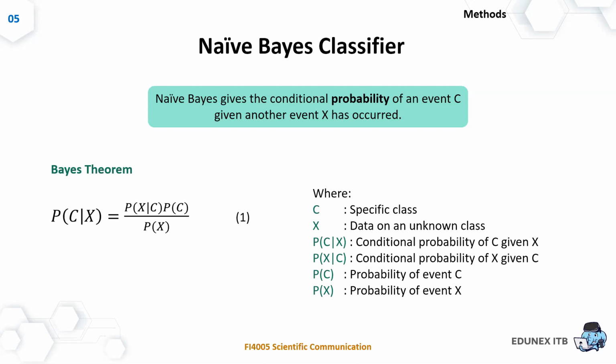This is Bayes' theorem in equation 1, where C is a specific class, X is data of an unknown class, P(C|X) is the conditional probability of C given X, and P(X|C) is the conditional probability of X given C. P(C) is the probability of event C, and P(X) is the probability of event X. Next.